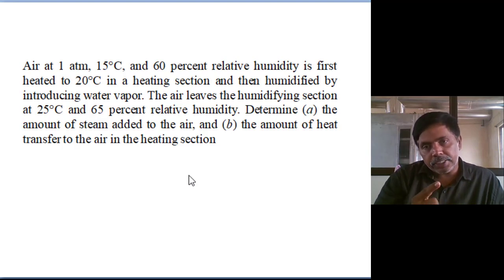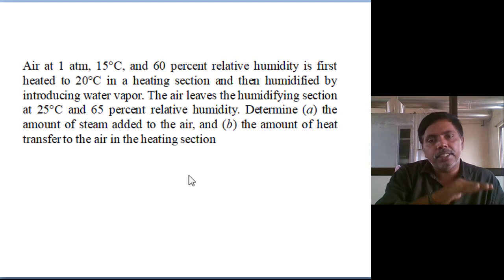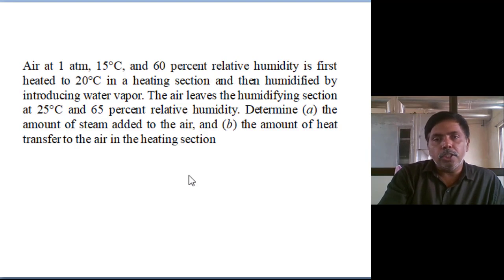Next, it is first heated, which means just sensible heating up to 20 degrees. Mark the second point. Initially it has 15 degrees centigrade and 60% relative humidity, and we heat it to 20 degrees in a heating section. Then it is humidified by introducing water vapor. After sensible heating, we do heating and humidification, where we are spraying hot water. Further heating of the air takes place and the temperature also rises.